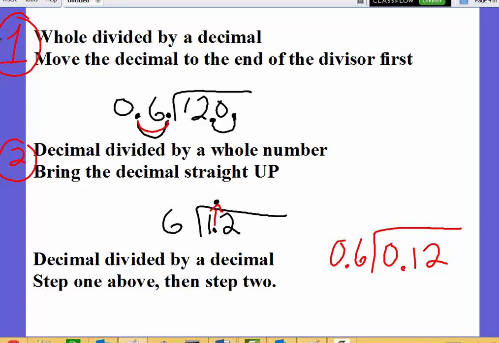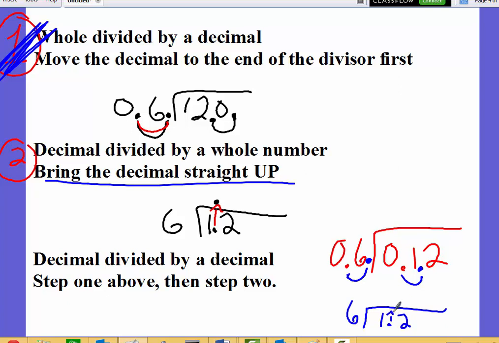I'm going to do step 1, so I move that decimal. And then whatever I do to the outside, I must do to the inside. Going to rewrite my problem, so I'm left with 6 divided by, let me write this a little bit better, 6 divided by 1.2. Done step 1. So now step 2, it says bring the decimal straight up. And now I'm ready to begin, just like a regular problem.